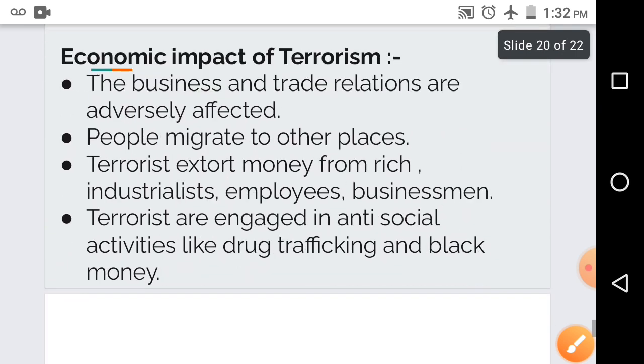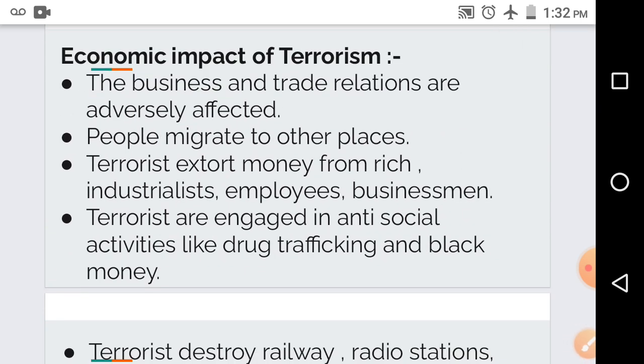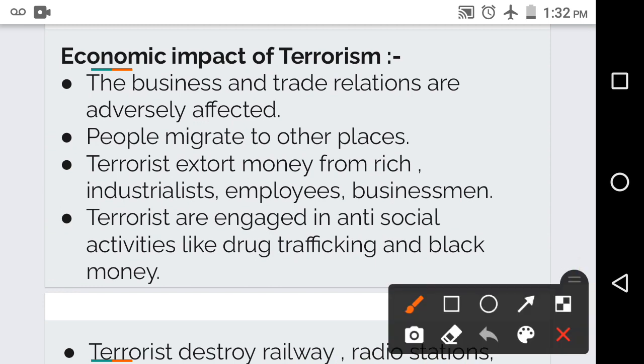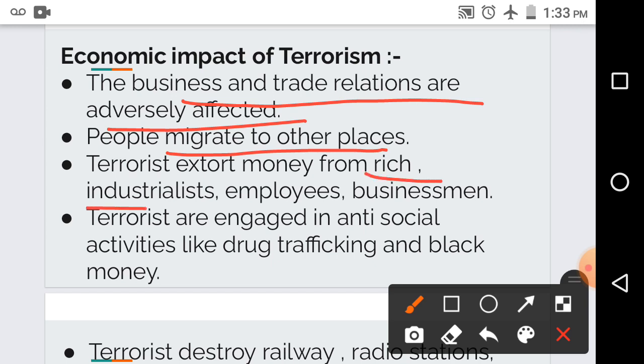Next is the economic impact of terrorism. Because of terrorism, a conducive atmosphere for development of business and industry is not created, and that is why business and trade relations are adversely affected. Because of the negative effect on business and industries, people have to migrate to other places. Some terrorist organizations extort money from rich industrialists, employees and businessmen.